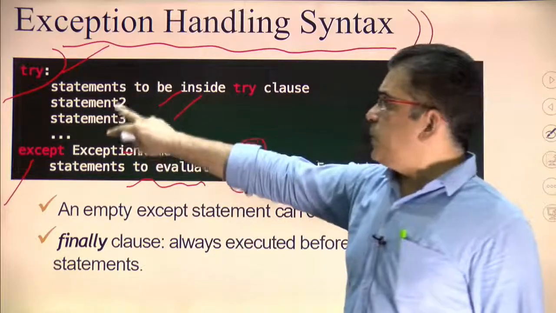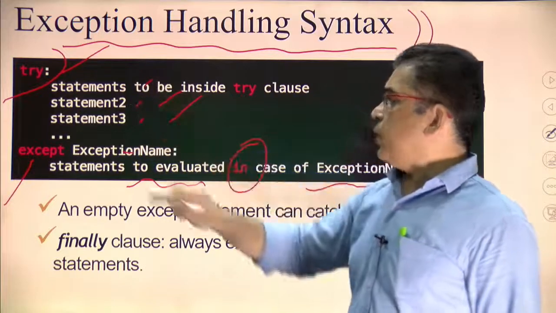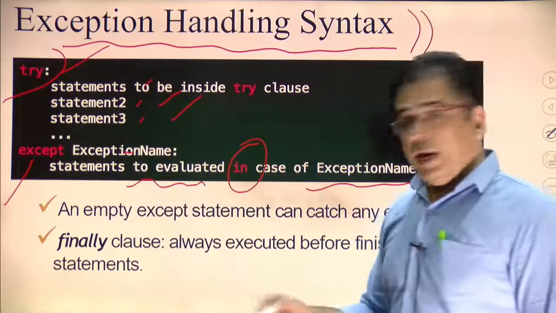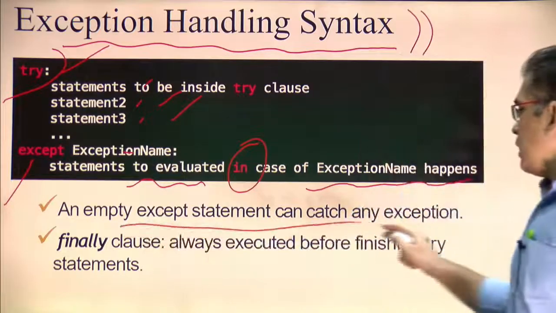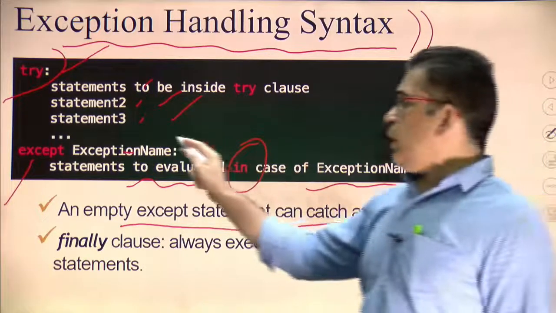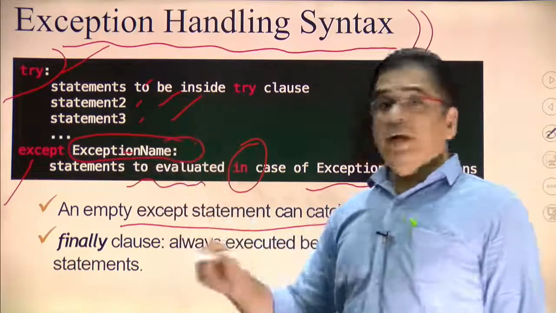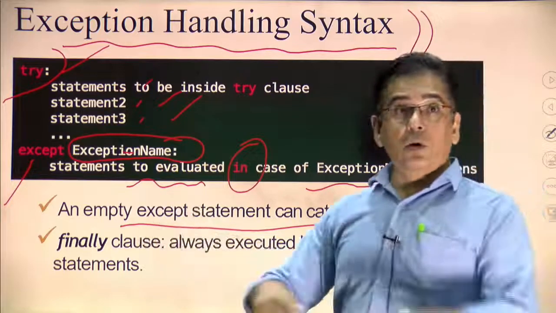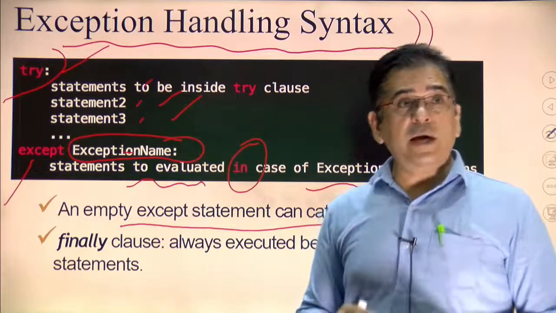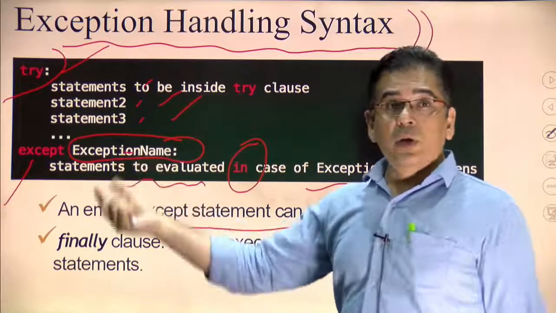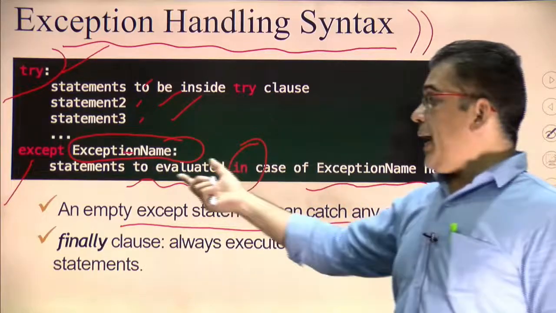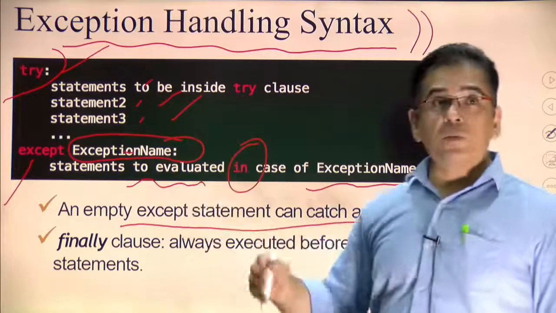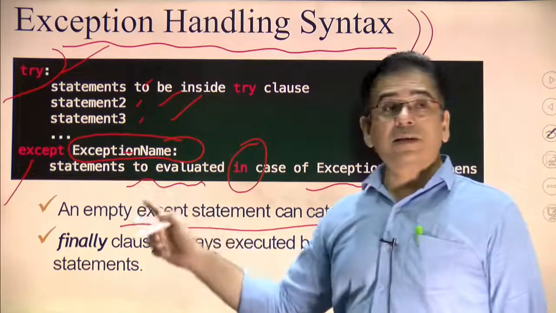If there is no exception in statements 1, 2, 3, then there is no need to execute this except block. An empty except statement can catch any exception. So if I am not writing any name here, then it will catch all the exceptions. That is a wide criteria, or you can say a wide option. If you are not writing anything within the except, any kind of error can be caught by this except block, and this except block will perform the required operation written inside it.